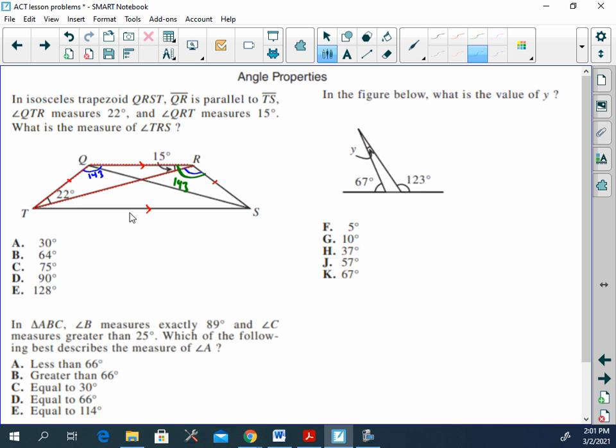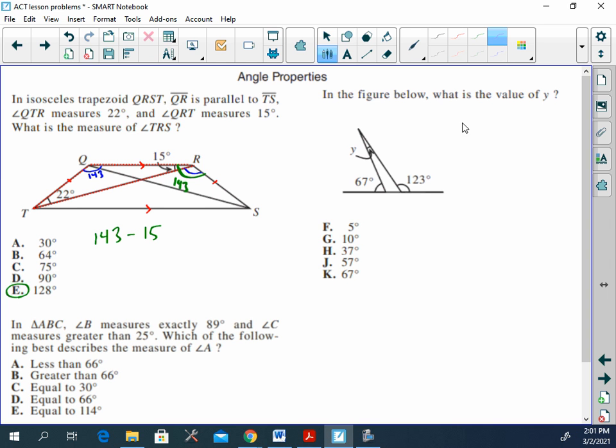So what we're going to do is take the 143 and subtract that 15 piece from it, and that's going to give me what's left for that blue piece. So 128 degrees. Okay, then moving over here, we're still going to use the same thing with the triangle adding up to 180. You'll probably see that on the ACT.